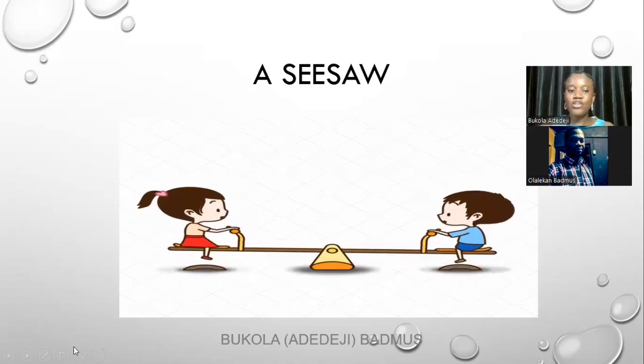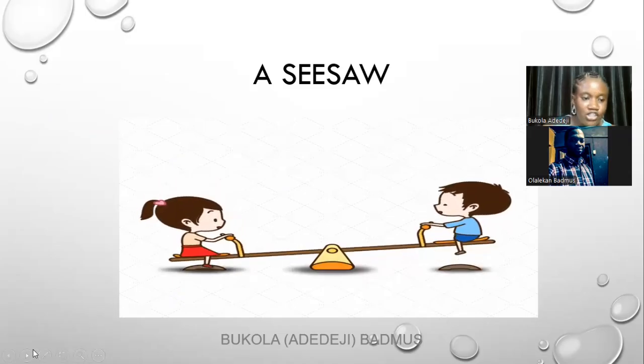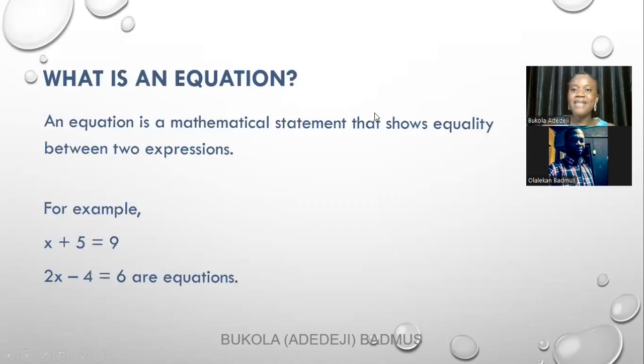So an equation, based on the definition, is a mathematical statement that shows equality between two expressions. There's an expression on the left-hand side, and there's another expression on the right-hand side. The left-hand side must be equal to the right-hand side, which means that whatever you do to the left-hand side, don't forget from the seesaw, you must also do to the right-hand side.